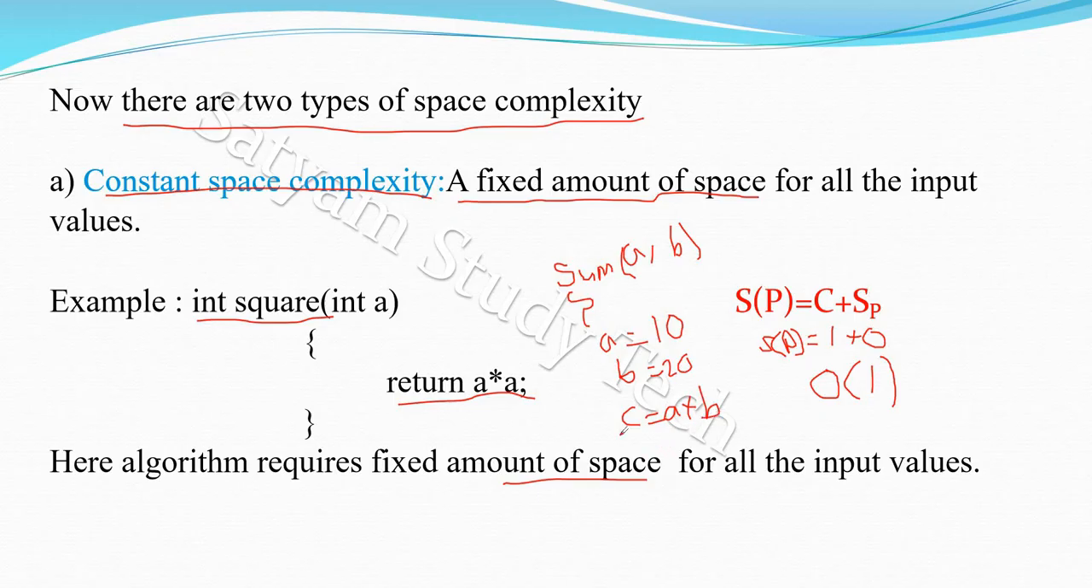What is the space complexity of this algorithm? This algorithm consists of three variables a, b, c. Each takes 1 unit of space, so in total 3 units of space. So here we could write big O of 3. But since it is constant space, we can write big O of 1. This is the space complexity of this particular algorithm.